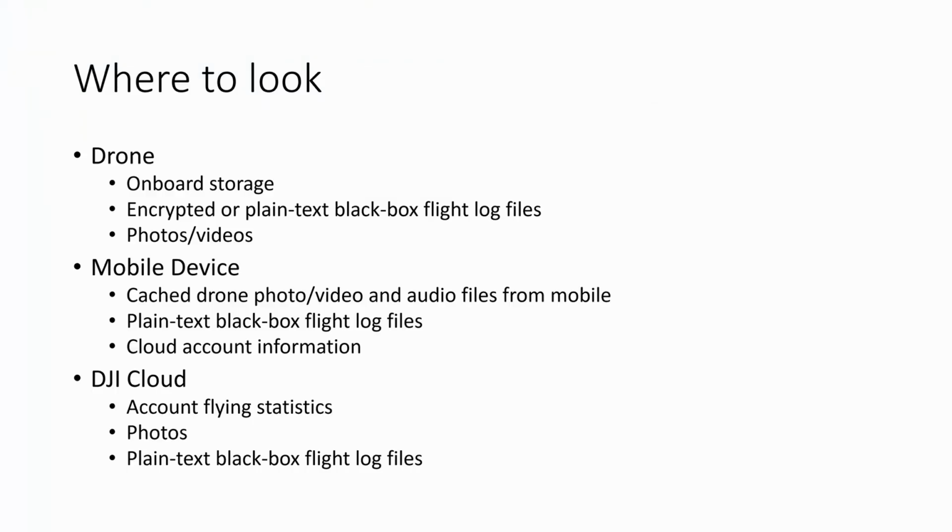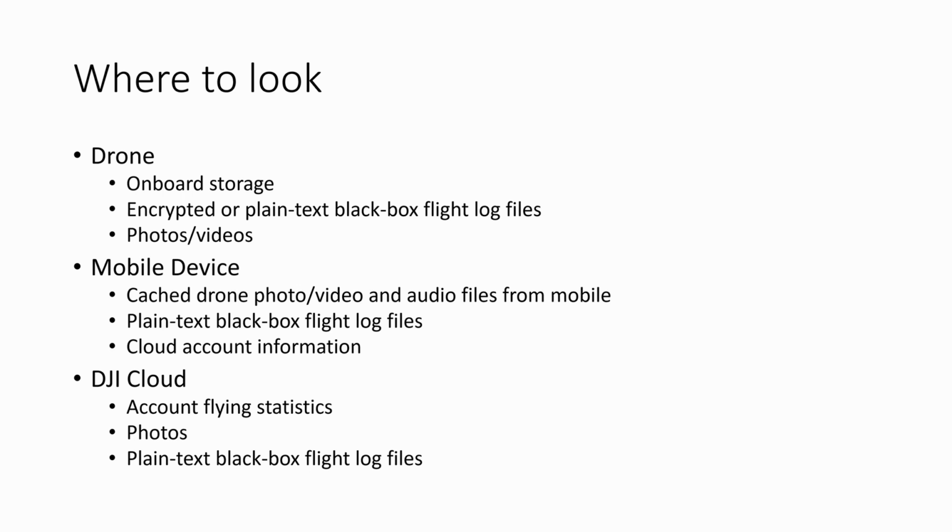Also on the mobile device are plain text black box flight logs. They are not encrypted on the DJI Go 4 app as of this time. You can also acquire cloud account information from the DJI phone app through forensic software. Which brings us to the DJI Cloud, which has account flying statistics, photos, and plain text black box flight logs that you can get. They're the exact same ones that you can get off the mobile device.